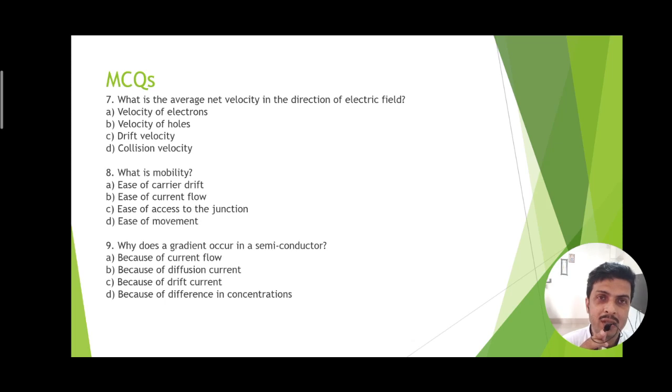The last question is: why does a gradient occur in a semiconductor? Because of current flow, because of diffusion current, because of the drift current, or because of the difference in the concentration. The fourth one is the correct answer. Why does a gradient occur in the semiconductor? If there is no difference in the concentration, how will the gradient come? So that is why gradient means the gradient in concentration, which is the difference in concentration of the charge carriers. So today we finish this class here, and in the next class we will go through some more numerical problems.